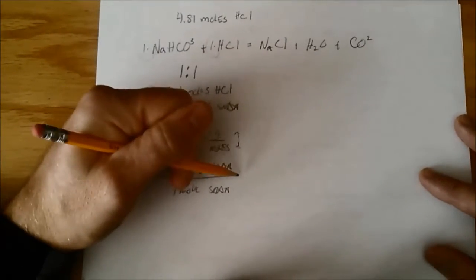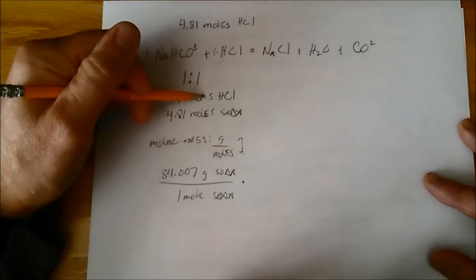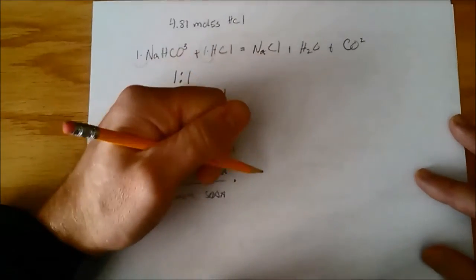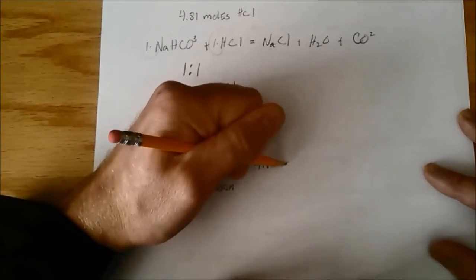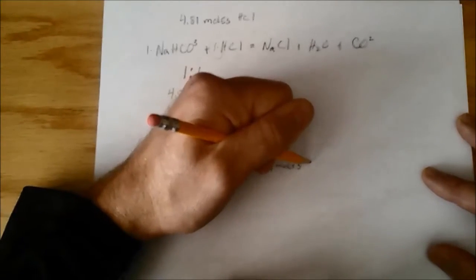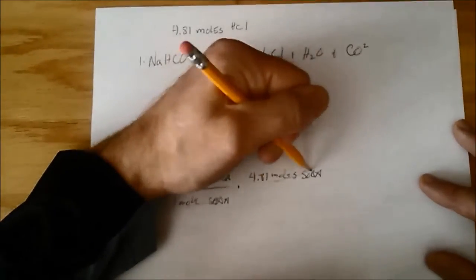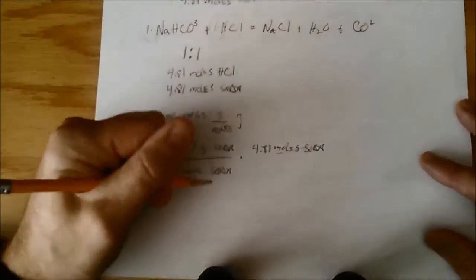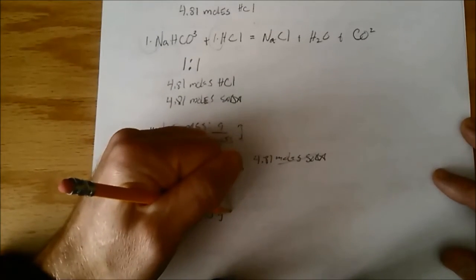To isolate our grams, we use the number of moles we need to neutralize the number of moles for hydrochloric. So we just multiply that by 4.81 moles of our baking soda. Our moles of soda cancel out. We multiply that through, and we get just about 403 grams of baking soda.